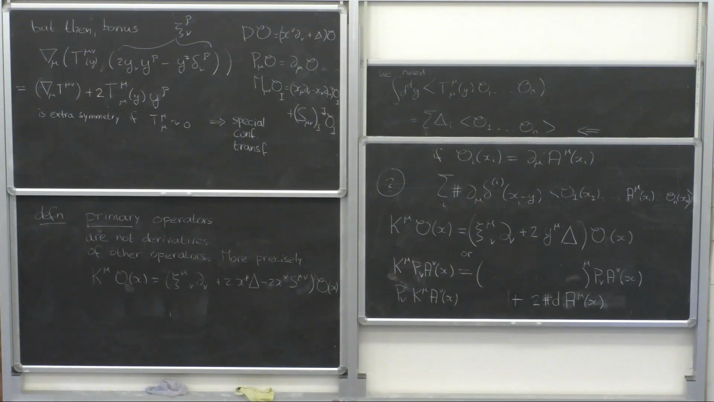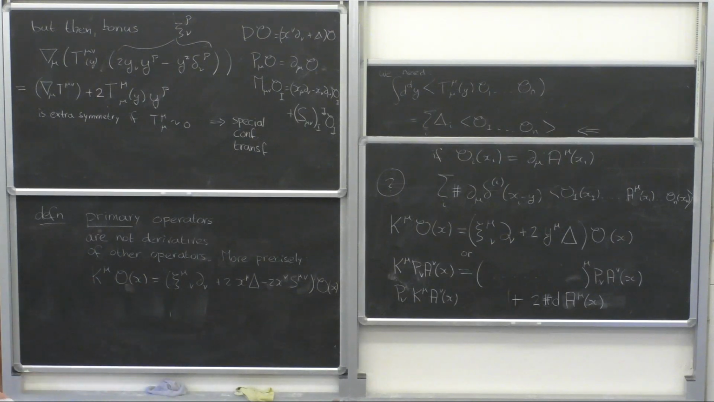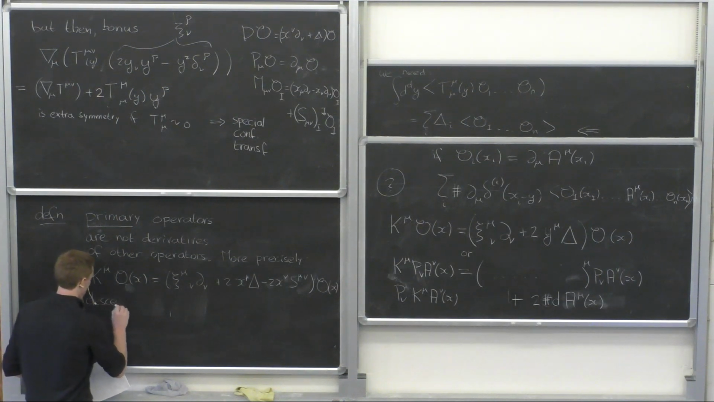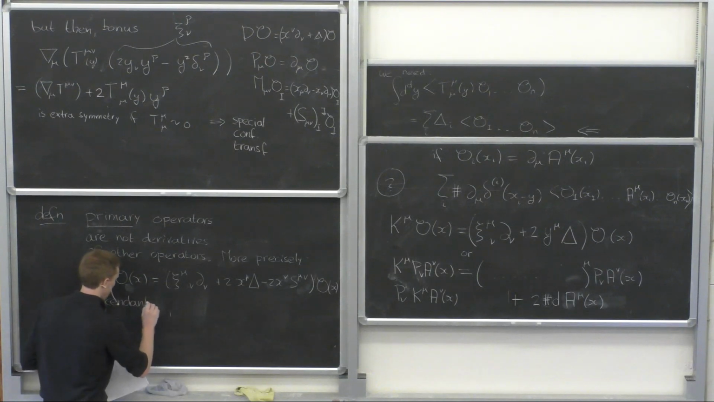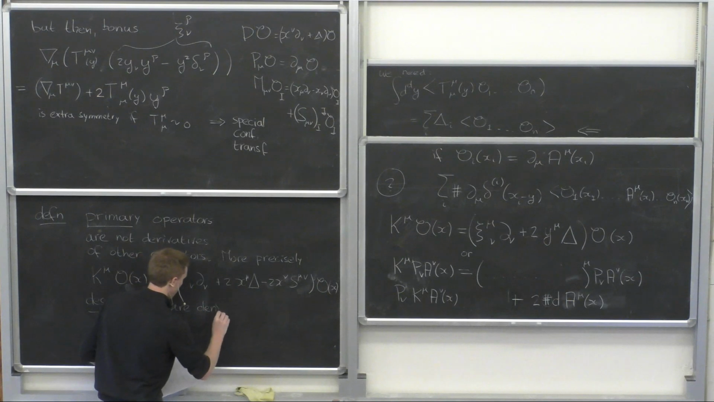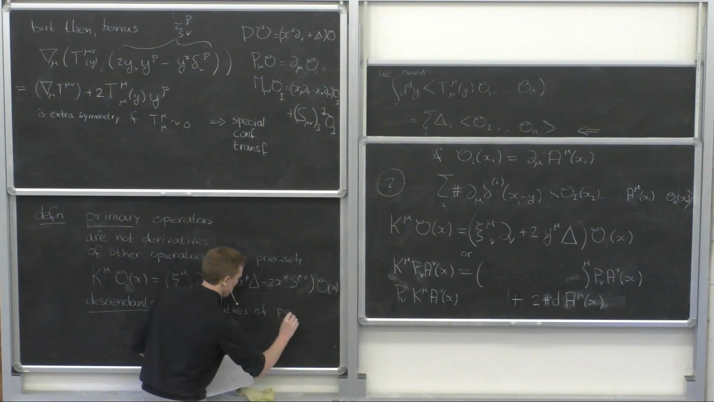There's nothing else happening. And the only thing that can happen if an operator is not a primary is if it's a derivative of another operator, or linear combinations of more complicated things. But roughly speaking, there's a distinction in terms of primaries and derivatives. Descendants are derivatives of primaries.